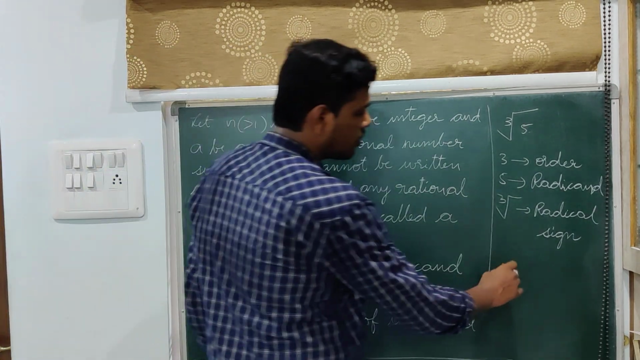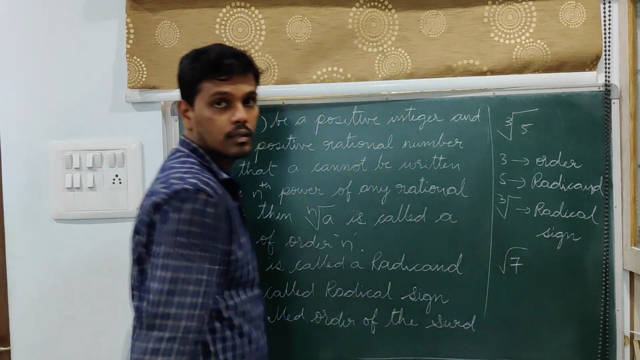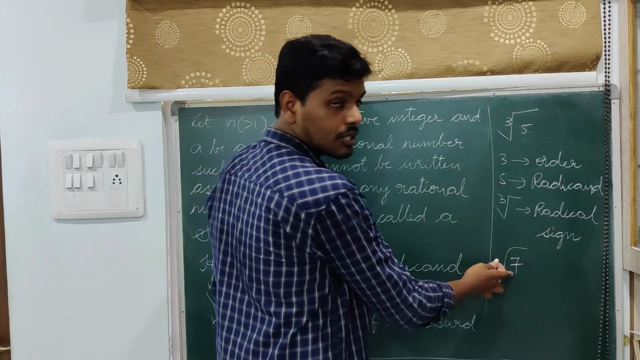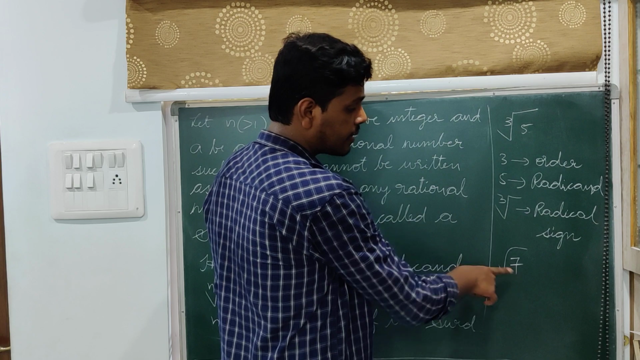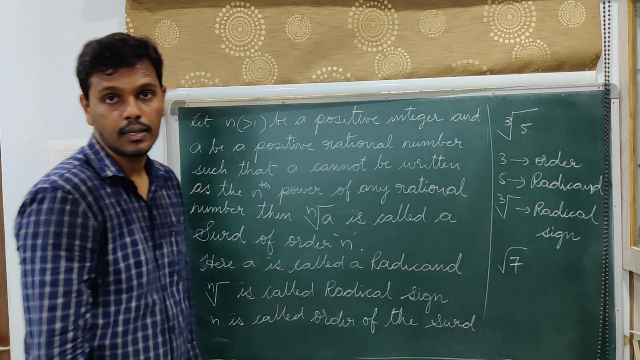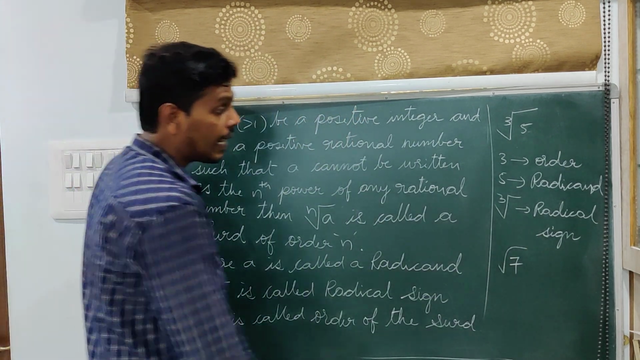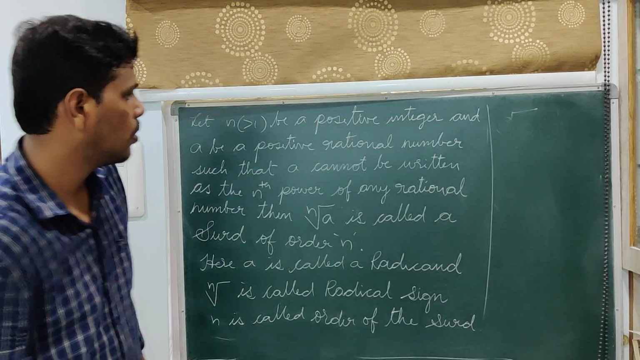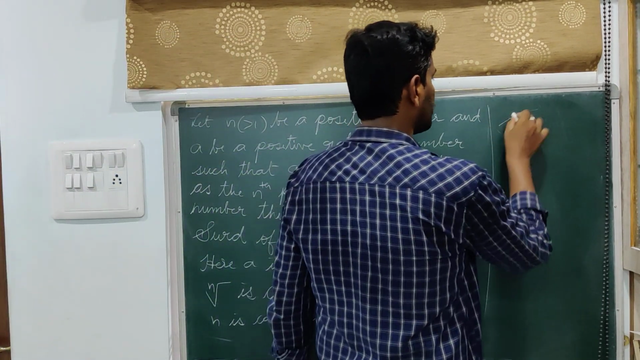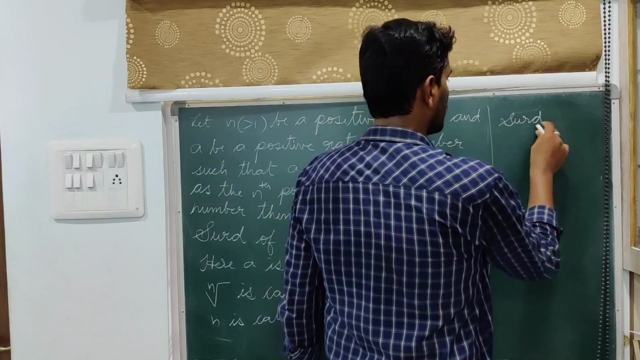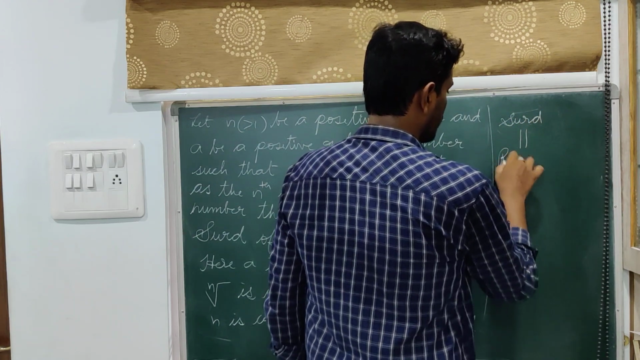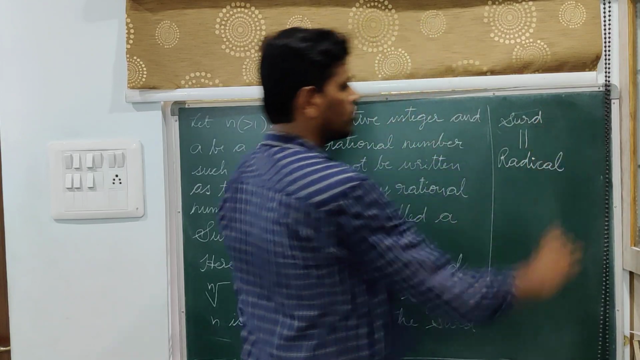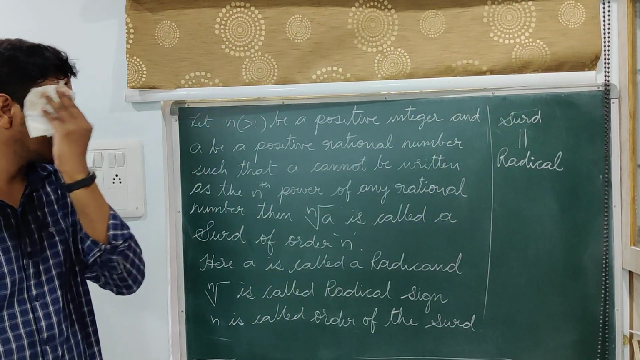Let's say likewise, square root of 7. If there is no number, it is understood that it is 2. Therefore, the order of the surd is 2. Radicand is 7. This is your radical sign. Now, a surd is also called a radical.